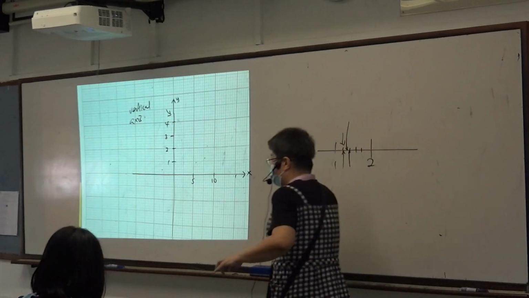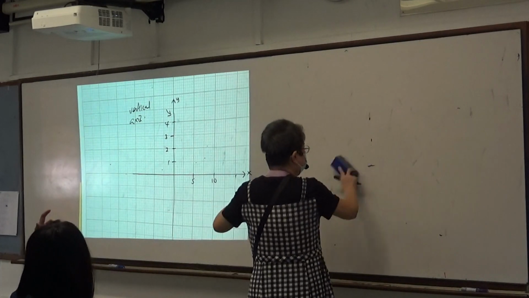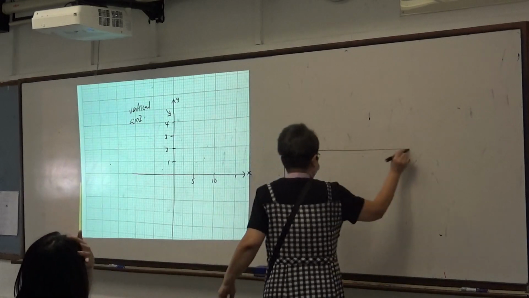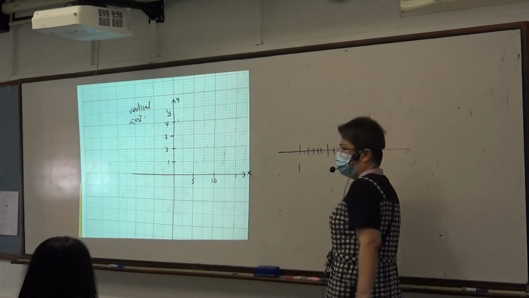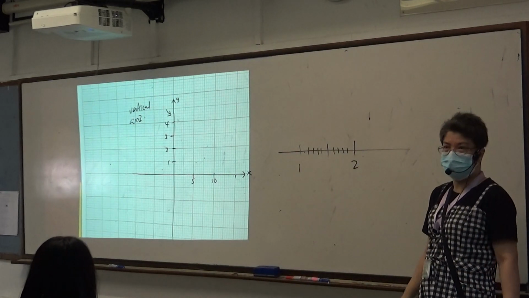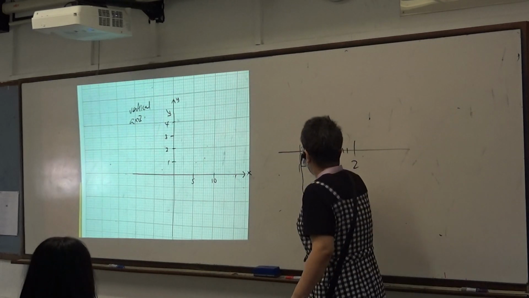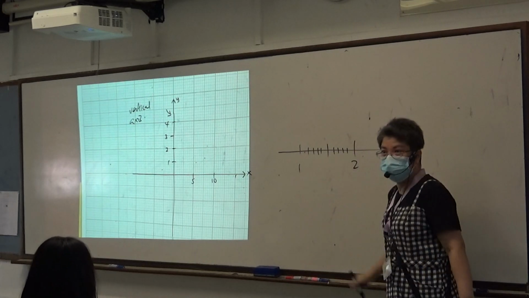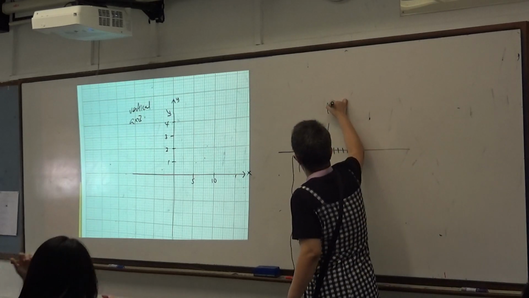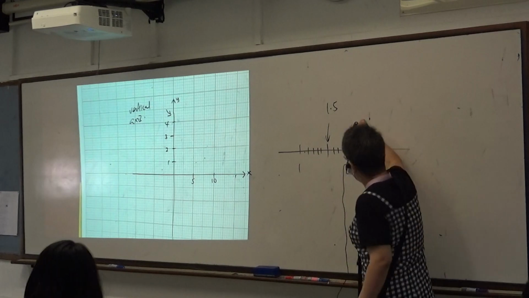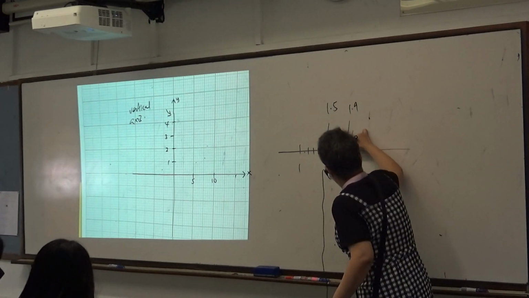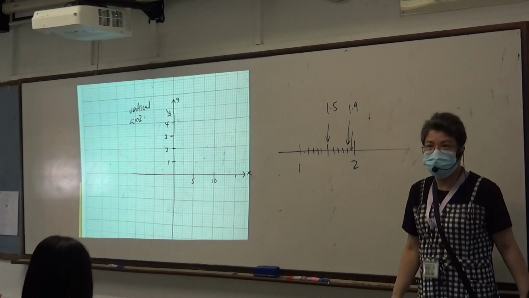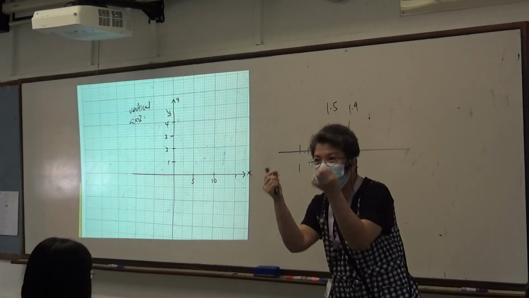Now let me just change the scale again. All of you look up. Now, 1, 2, 3, 4, 5, 6, 7, 8, 9, 10, right? So you tell me how much is here? 1.5, right? How much is this one? 1.9. Good. What is halfway? 1.95. So we can only read to half the scale.